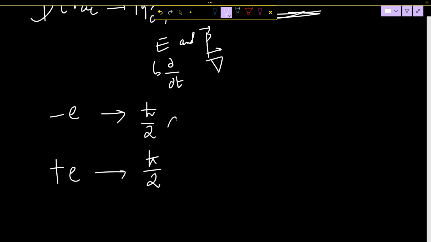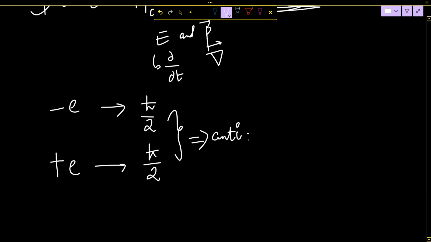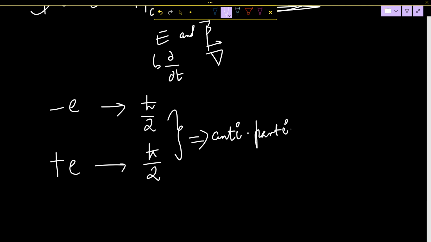So these two are called what? Antiparticles of each other. That was predicted by Dirac's relativistic wave equation. You will study that in relativistic quantum mechanics. So these are called antiparticles of each other.